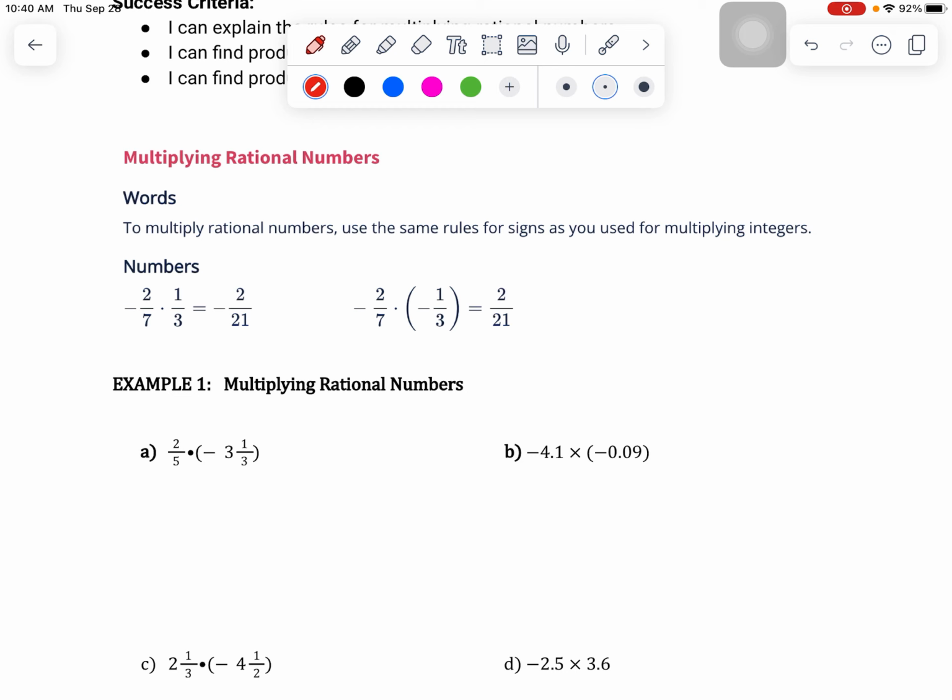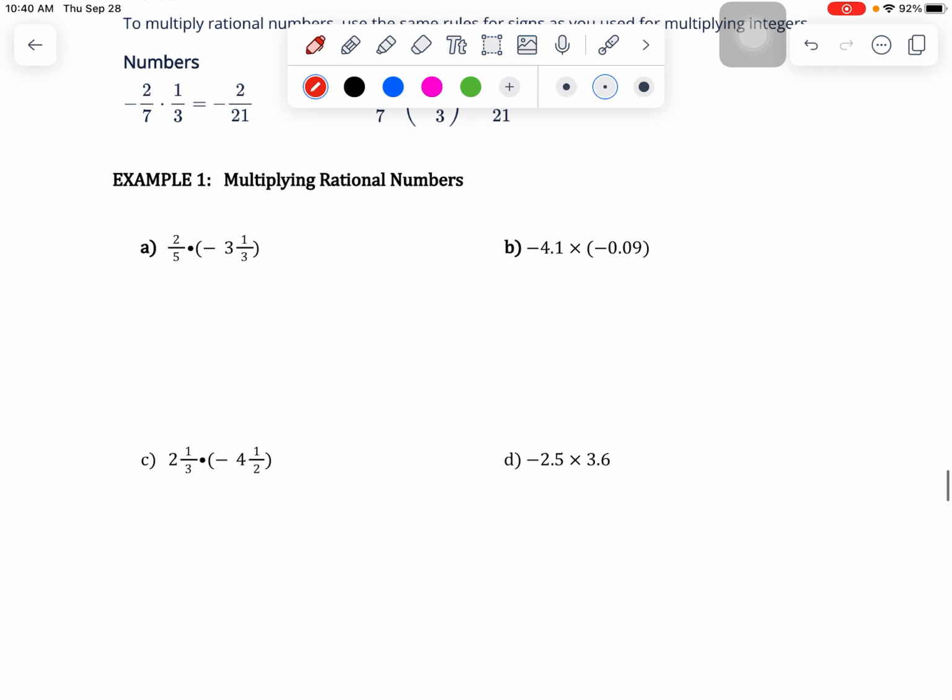The example next to it has the same numbers, but this time we have two negative numbers. And if we multiply a negative times a negative, our answer is positive. All right, so let's go ahead and try to do that on our own.